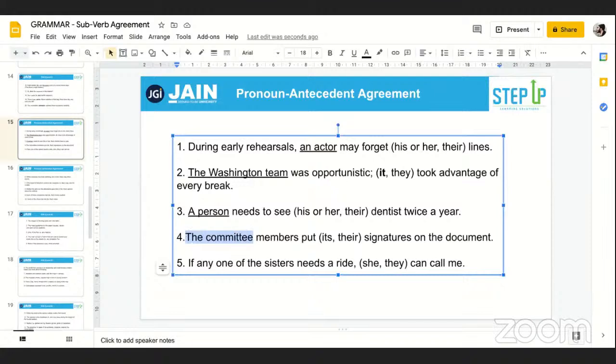Number 4. The committee members put their signatures. Plural. Yes. Number 5, one of the sisters. I think it's they because of the sisters. No, one sister out of many. Singular.